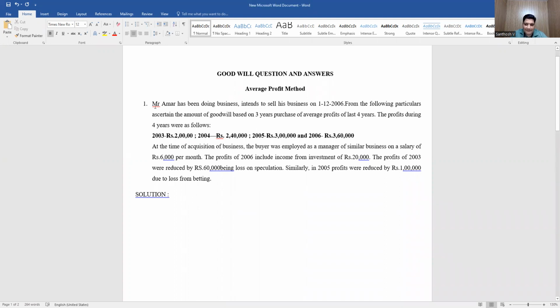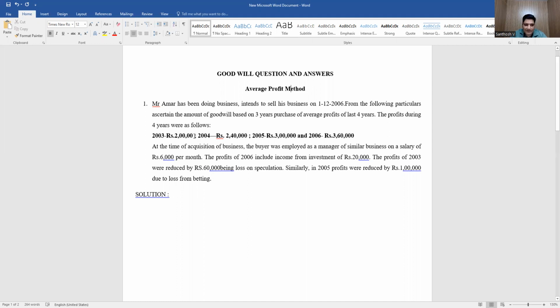So I took a simple problem. Mr. Amar has been doing business and intends to sell his business on 1/12/2006. From the following particulars, ascertain the amount of goodwill based on 3 years purchase of average profits of the last 4 years. The profits during the 4 years were as follows: 2003, 2 lakh rupees; 2004, 2,40,000; 2005, 3 lakh; and 2006, 3,60,000.